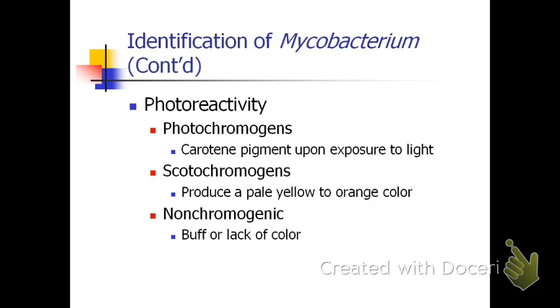When we say photochromogens, it means that there is pigment in the presence of light. The pigment is the carotene pigment, and this is elaborated in the presence of light. Scotochromogens means that there is a pale yellow to orange color in the presence or absence of light, which means that they do not require light in order to produce pigment. Now, when you say non-chromogens, it means that they do not produce any color at all, whether in the presence of light or in darkness.